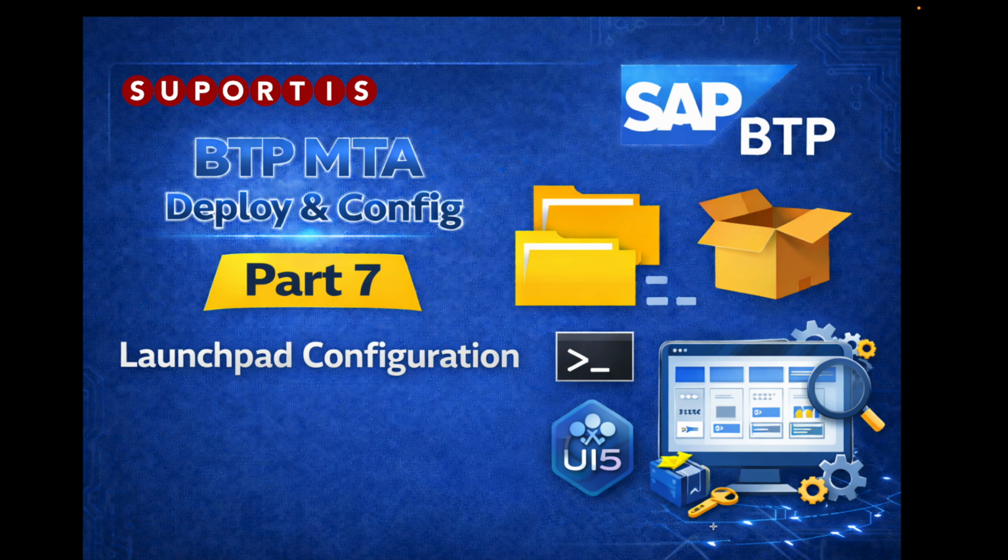In this video, we configure the SAP Launchpad. Until now, we opened our applications directly using their URLs. Now, we integrate them into the Launchpad so that users can access them from a central entry point. We will create the necessary content, assign roles, and make the deployed apps available in the Launchpad. After this part, our applications can be opened directly from a Launchpad interface.